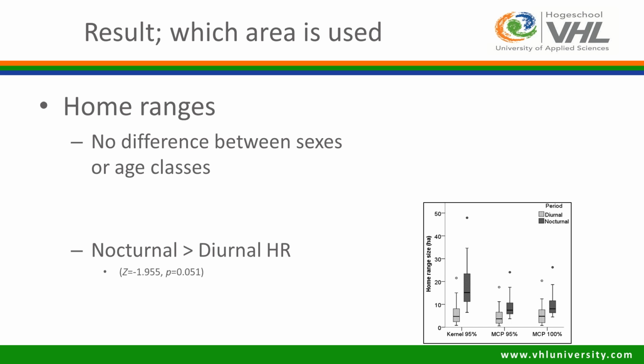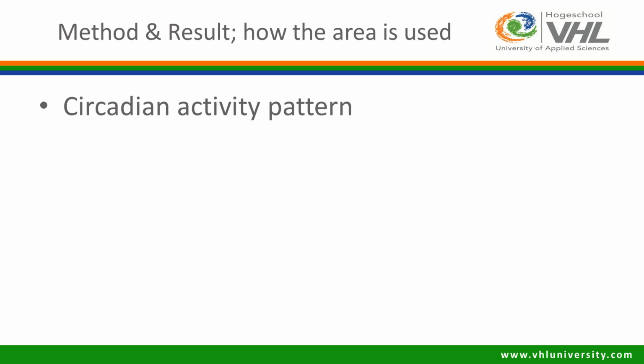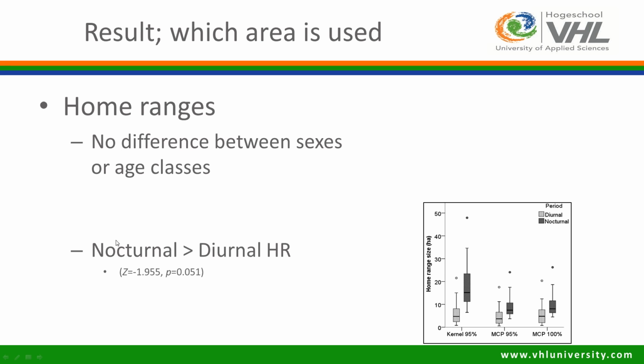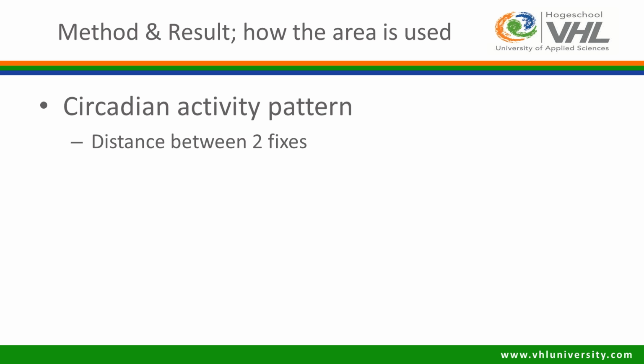All right, but we put it all together, and then we saw that there's actually no difference between sexes or age classes. So males do not necessarily have bigger home ranges than females do, but we did see a difference between nocturnal home range size and diurnal home range size. Because the nocturnal home range was bigger than the diurnal one, it was not for 95% coincidence, but I think this is still a good result of a nocturnal home range being bigger than a diurnal home range. This is actually important to remember: the nocturnal home range is bigger than the diurnal one.